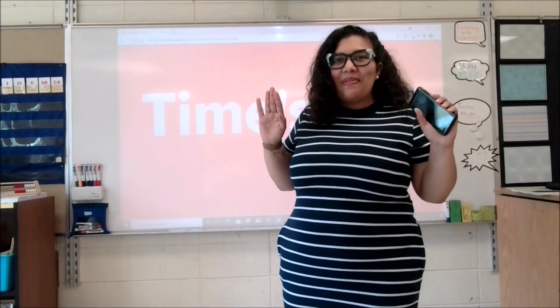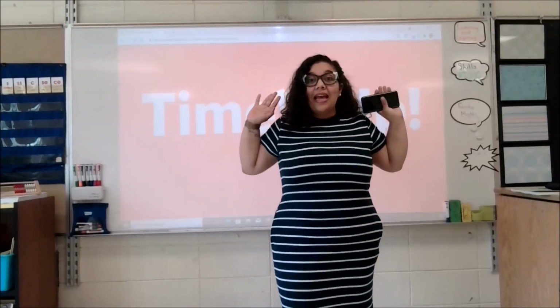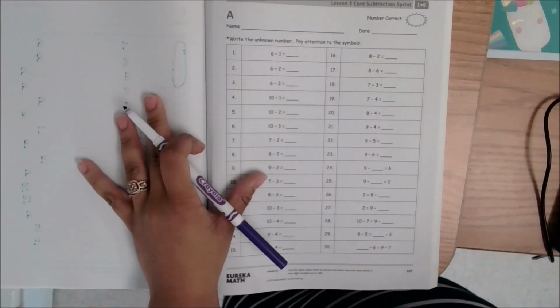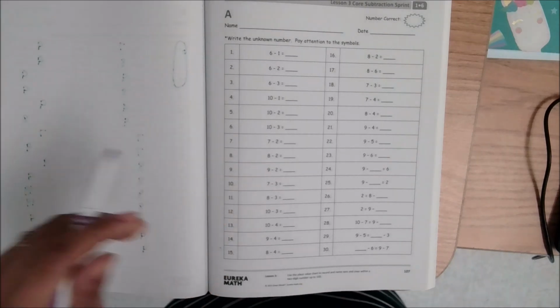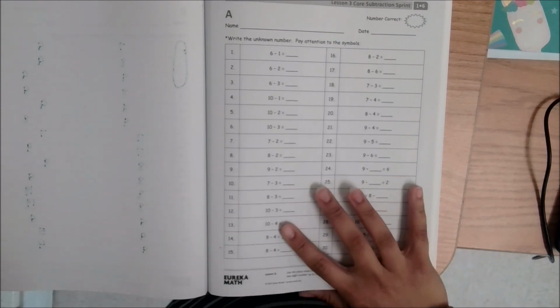All right. We heard the bell. We know what that means. Time's up. And we stop. And now we're going to go ahead and check our work. Let's read these directions real quick. Write the unknown number. Pay attention to the symbols.